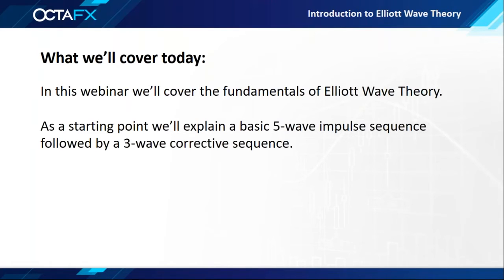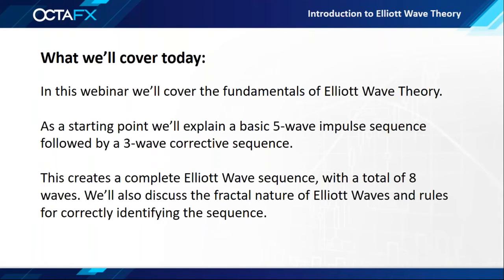So as a starting point, we'll explain the basic 5-wave impulse sequence followed by the 3-wave corrective sequence. This creates a complete Elliott wave sequence with a total of 8 waves. So this is really the underlying concept of the whole theory. It's very important stuff. We'll cover the fractal nature of Elliott waves and also some unbreakable rules for correctly identifying the Elliott wave sequence.